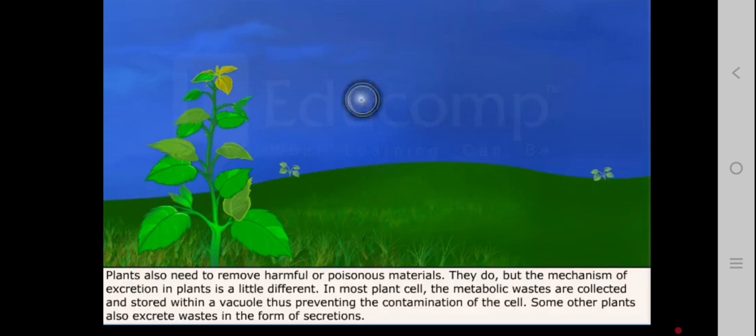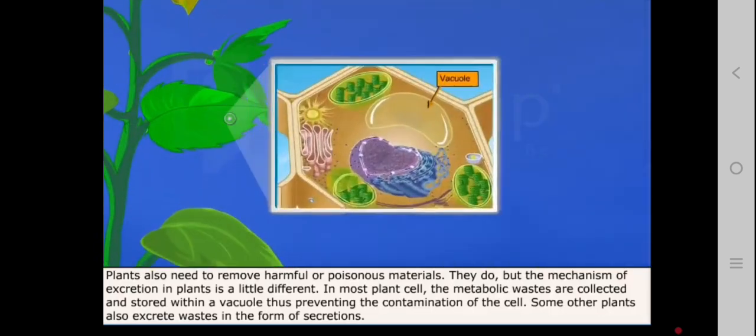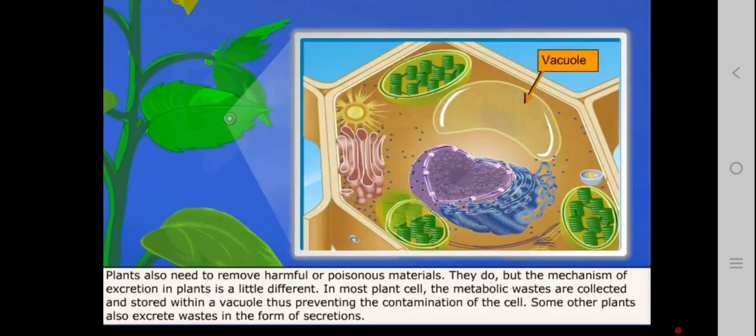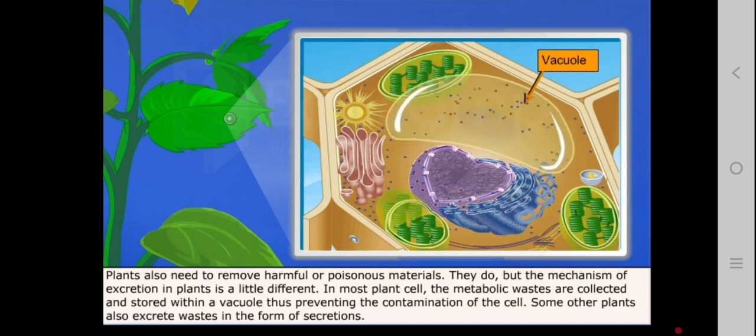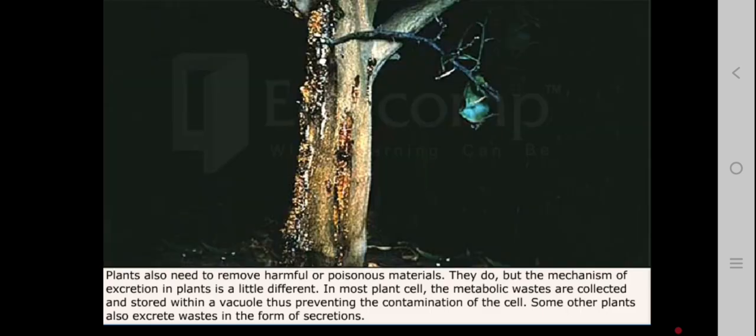Plants also need to remove harmful or poisonous materials. They do, but the mechanism of excretion in plants is a little different. In most plant cells, the metabolic wastes are collected and stored within a vacuole, thus preventing the contamination of the cell. Some other plants also excrete wastes in the form of secretions.